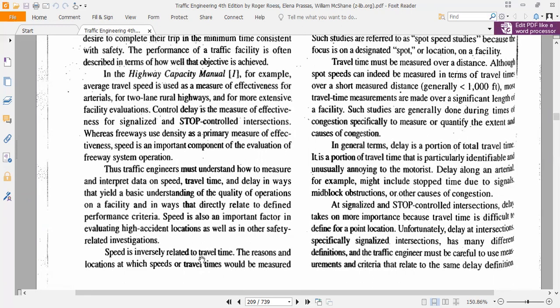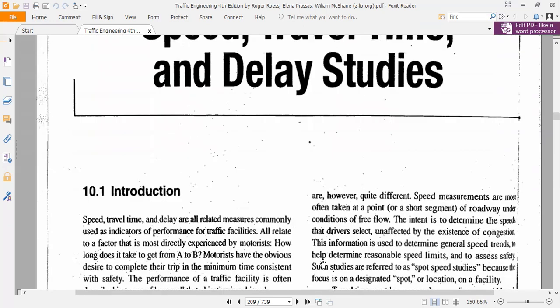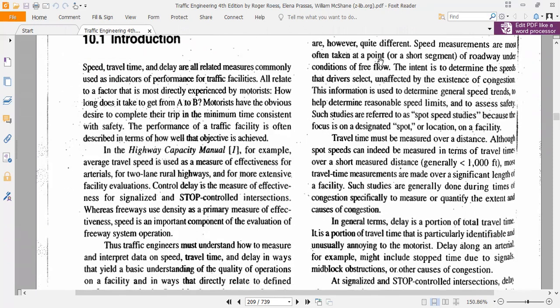Now, speed is inversely related to travel time. Of course, if speed is high, travel time will be less. For example, if car A is moving with 40 kilometers per hour speed and car B is moving with 80 kilometers per hour speed, then definitely the travel time of car B will be less. The reasons and locations at which speed or travel times would be measured are, however, quite different.